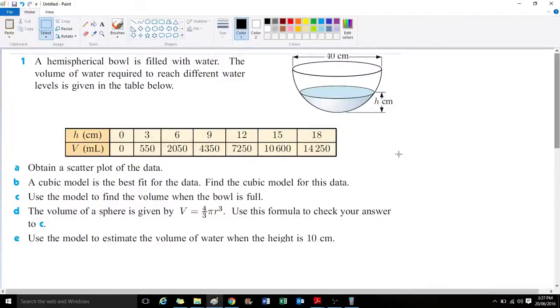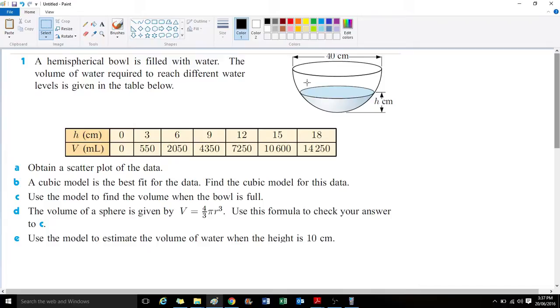Okay, so we have a hemispherical bowl filled with water, and the volume of water required to reach different water levels is given in the table below. Alright, so we have the height, which is this thing here, h, the height of the bowl, and we have the volume, the amount of liquid or water that it can hold.